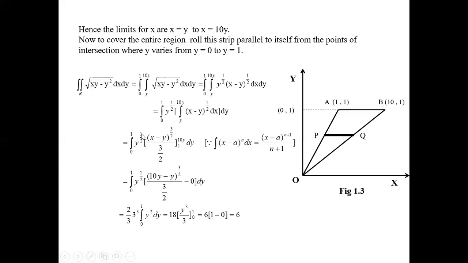So you get integration from 0 to 1, y to the power 1 by 2, times y to the power 1 by 2. Then x is 10y, so 10y minus y. And the lower limit is y, so y minus y is equal to 0. Then this is 3 by 2. Then you'll have to integrate with respect to y. This 3 by 2 becomes 2 by 3. Then again you get 10y minus y, that is 9y, so (9y) to the power 3 by 2.